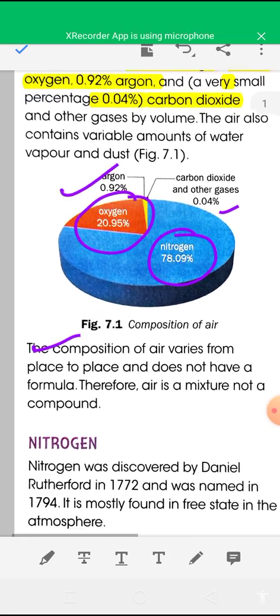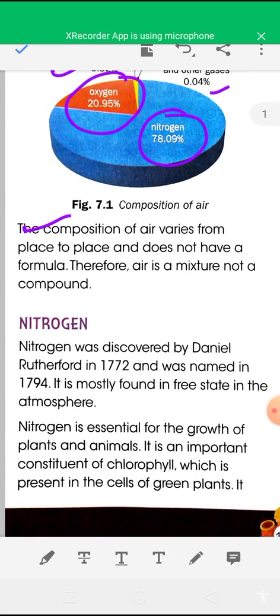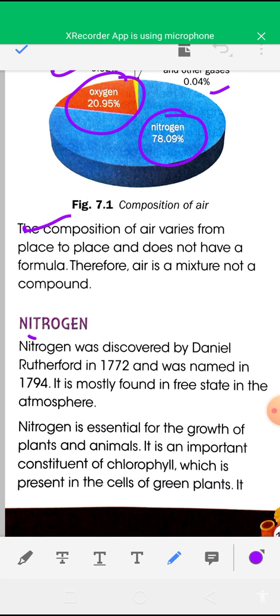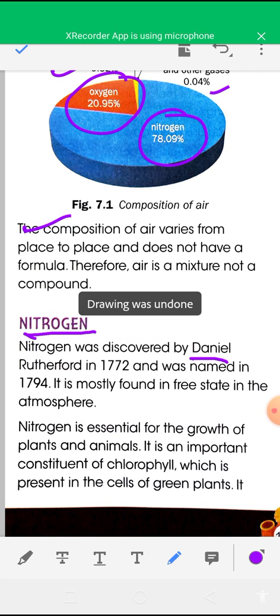So the first constituent of air is nitrogen. It is present at 78.09%. Nitrogen gas was discovered by Daniel Rutherford in 1772 and was named in 1794. Nitrogen gas is mostly found in nature in the free state.